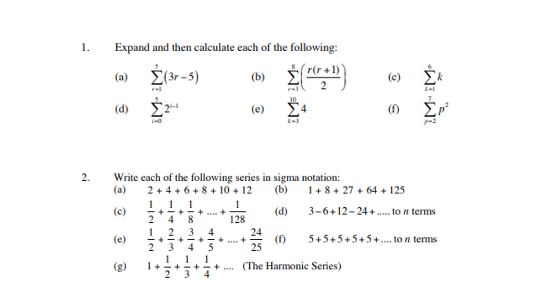Let's look at the following examples. Expand and calculate each of the following. So number one, A, B, C, D, E, and F deal with sigma. And number two, A, C, E, and G, you have to rewrite back into sigma notation. So I will advise you to work through these examples. Make sure that you can do them. And the solutions appear on the next page.